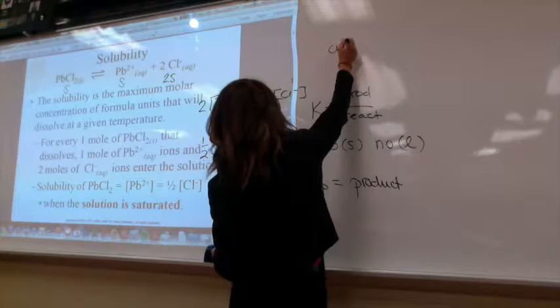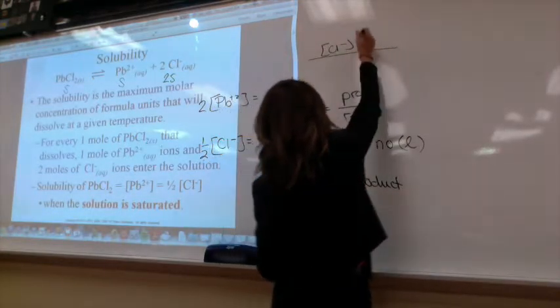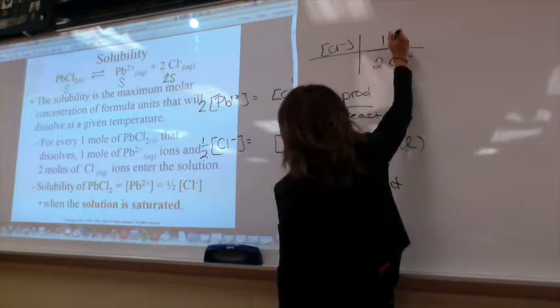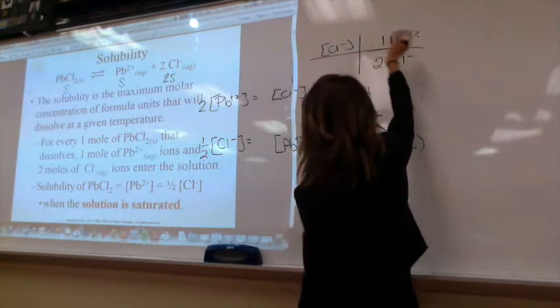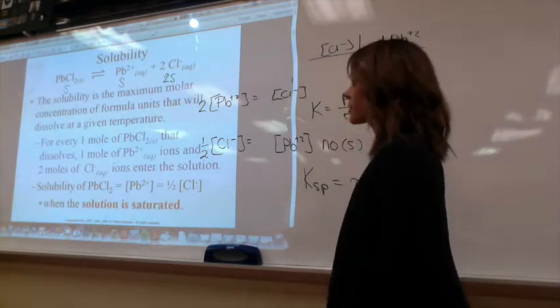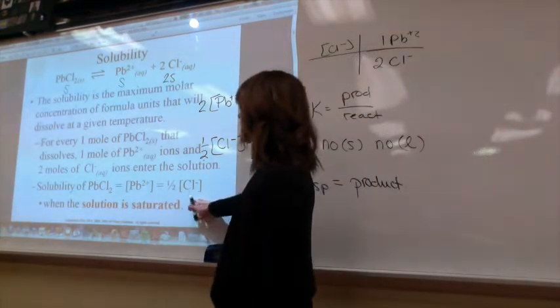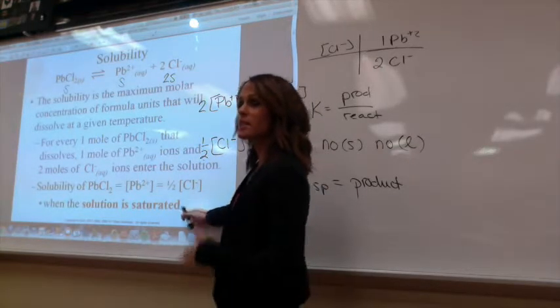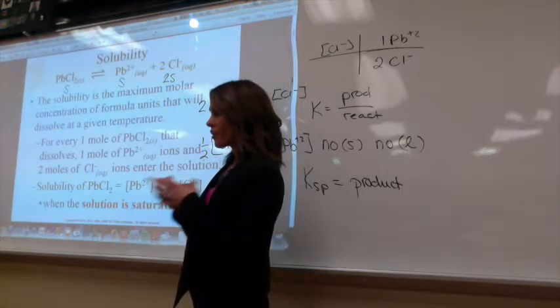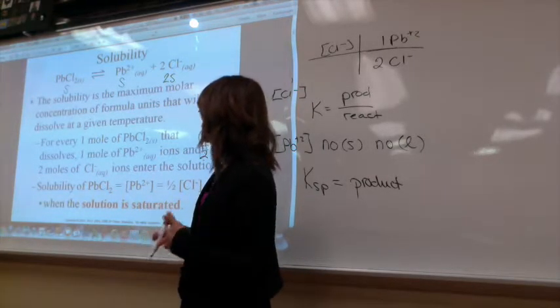You would do it using mole-to-mole ratios too. If I gave you the chloride concentration, you could use dimensional analysis and say it's 2 chlorides for 1 Pb plus 2. So there would be your concentration of lead. It would be 1/2 the chloride concentration. That's true when the solution is saturated. Saturated means that it can't hold any more ions. So once it's reached its max number of ions, then it would continue forming solid.